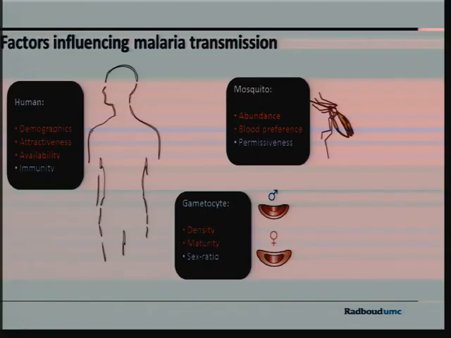So Chris mentioned, my graphics are better than Chris' graphics, I think, slightly. He mentioned all the factors related to transmission with the human. You have the demographics, how many adults, how many children are there in a population, their attractiveness, their availability to mosquitoes, are they under a net or are they outdoors? Immunity, that is very interesting, but I will not talk about it today. Then from the mosquito side, of course, it's the abundance of mosquitoes, blood preference, their permissiveness, and for gametocytes, their density, maturity, and sex ratio. And I'm going to touch upon all of the yellow indicated elements.